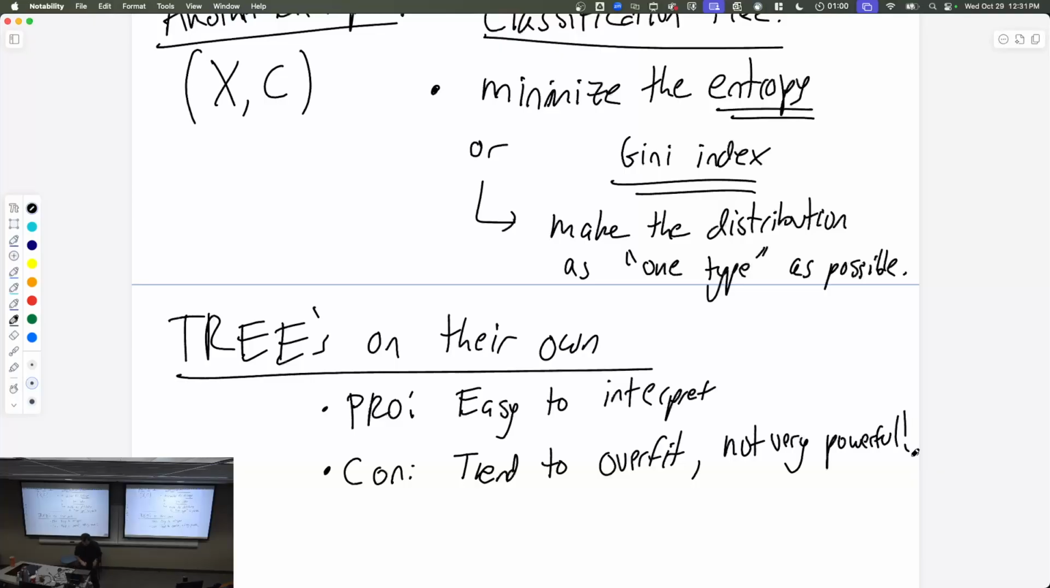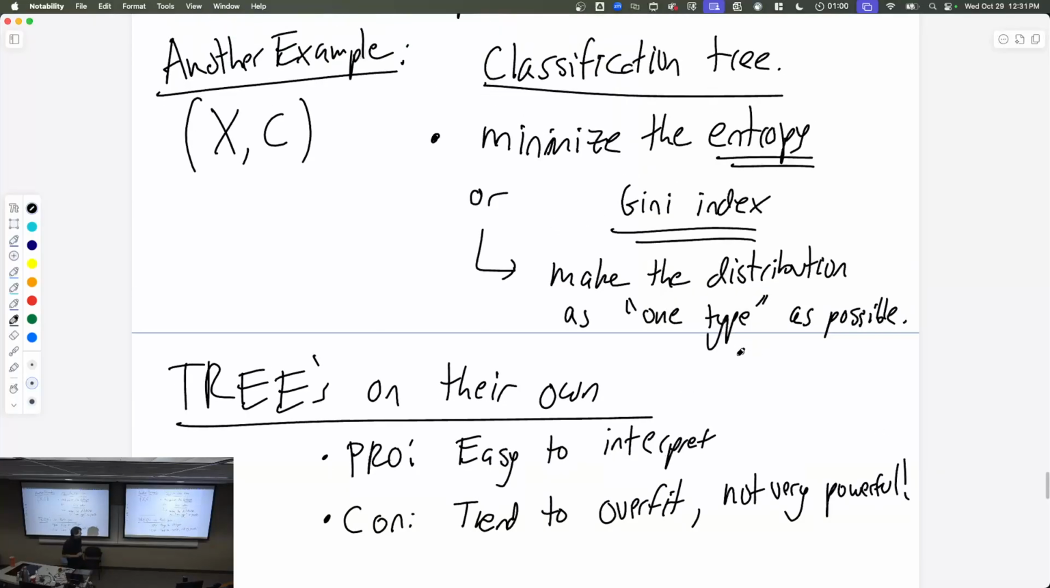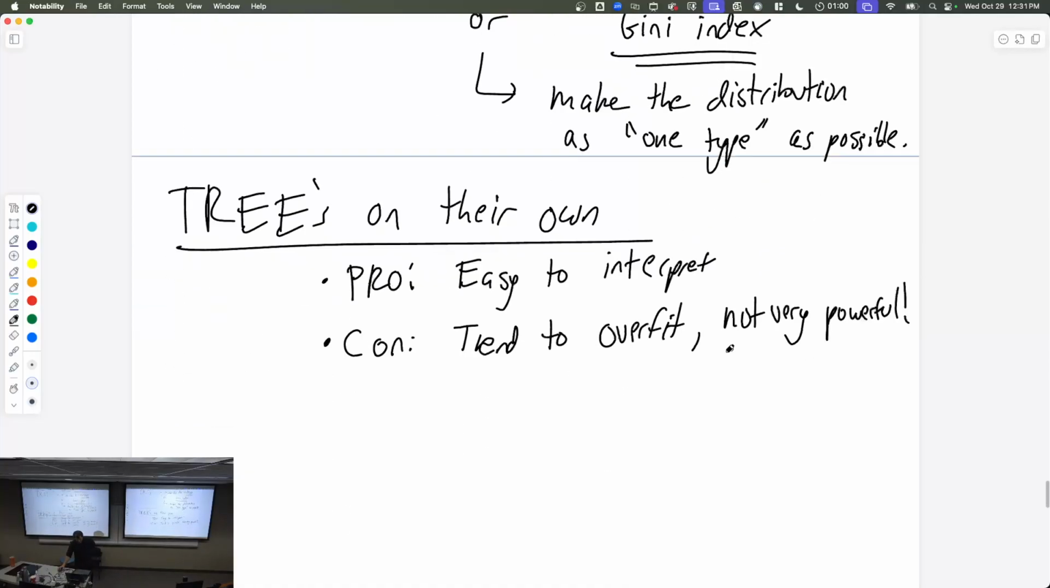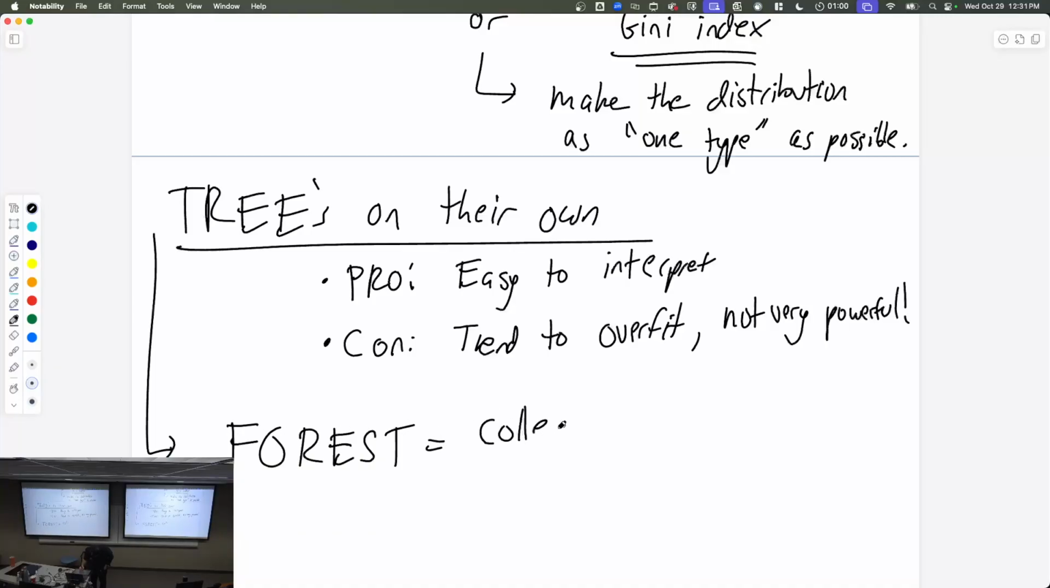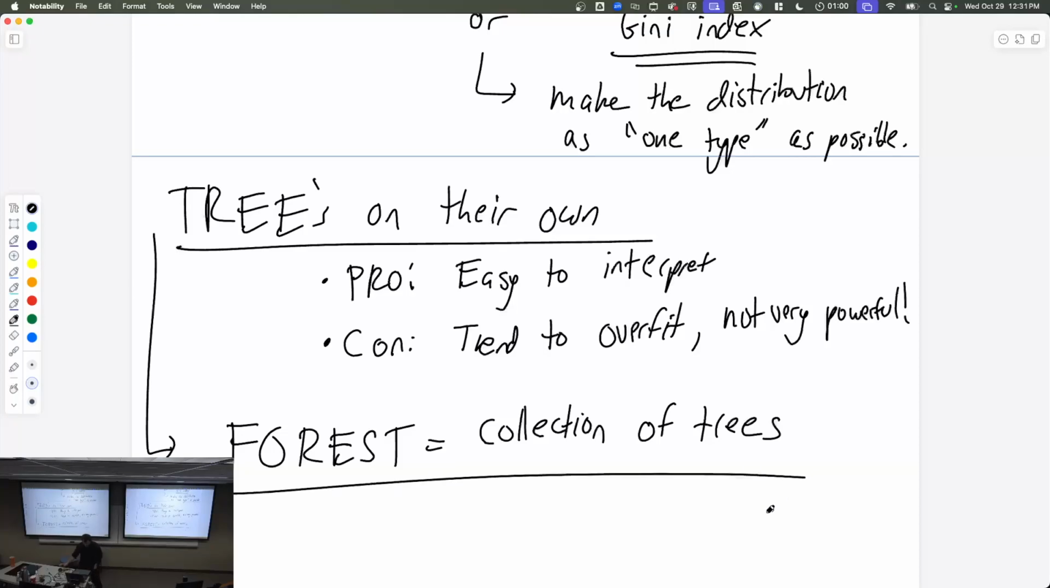Okay, and why on earth am I telling you about trees then, if they're so crappy? Who would use a tree? A tree on its own is not great, but a tree makes up part of something called a forest. And a forest is a collection of trees, just like in real life. And even though a tree on its own is quite bad, a forest can be quite good.